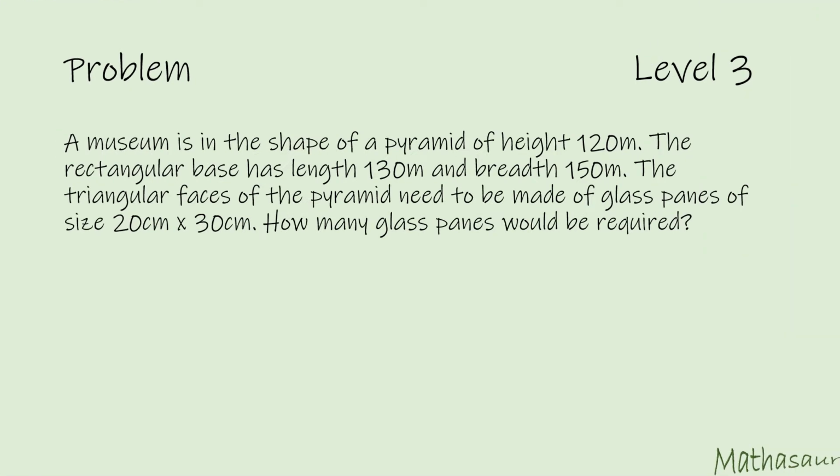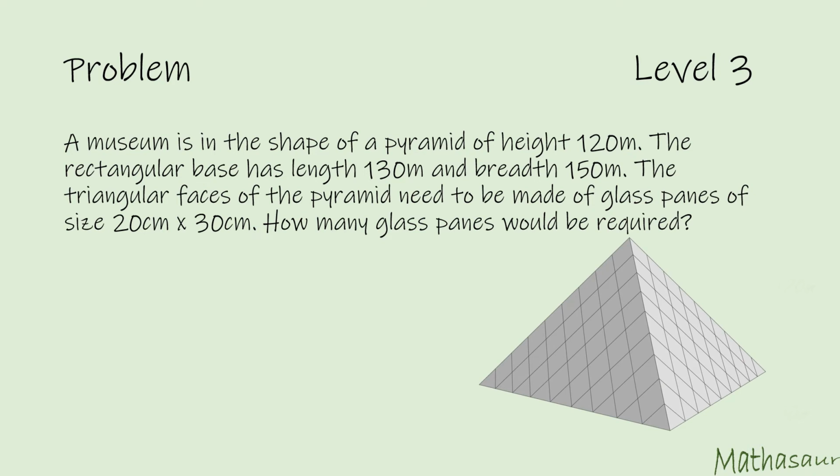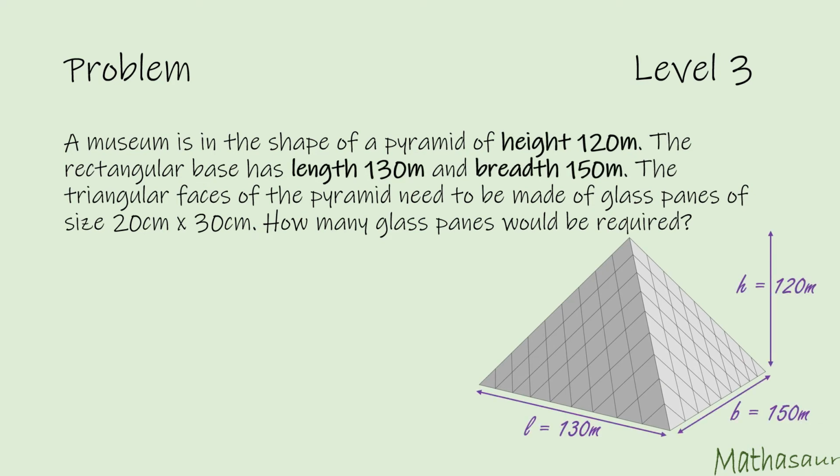Let us look at another problem. A museum is in the shape of a pyramid of height 120 meters. The rectangular base has length 130 meters and breadth 150 meters. The triangular faces of the pyramid need to be made of glass panes of side 20 cm by 30 cm. How many glass panes would be required? Let us draw the diagram and label the dimensions given.